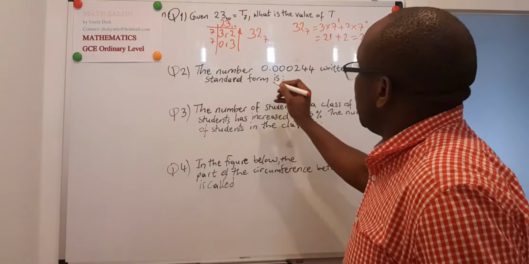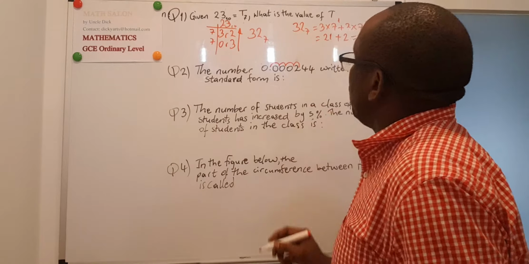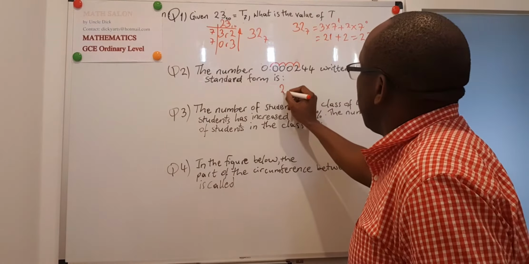So in this case, this is my decimal point. I'll move 1, 2, 3, 4. You stop after crossing the first non-zero digit. So this number becomes 2.44 times 10 raised to the power... how many times have I moved? 4. But because I moved to the right, minus. So that is 2.44 times 10 to the minus 4.